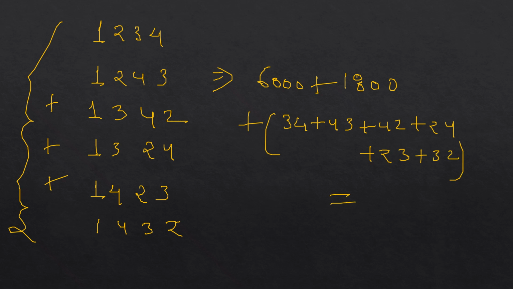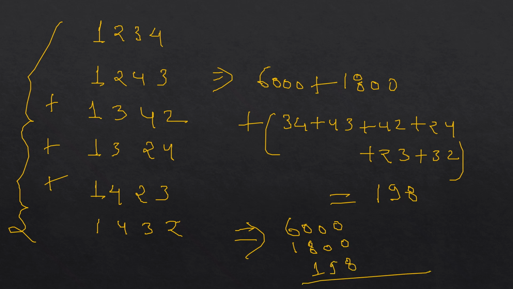So at the end we will get around 198. So now we can add 6000 plus 1800 and 198. So what will be our answer? 8, 9, 8 and 1, 9, 6 plus 7. So 7998 is our final answer.